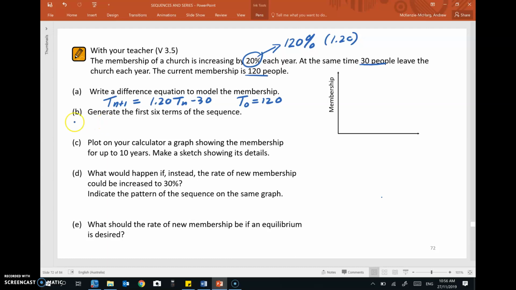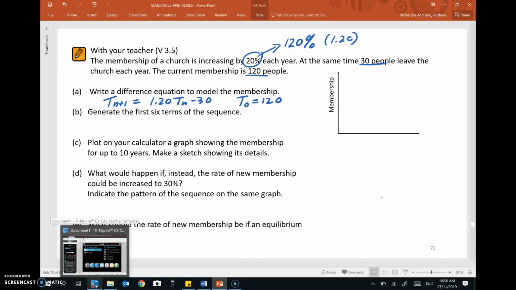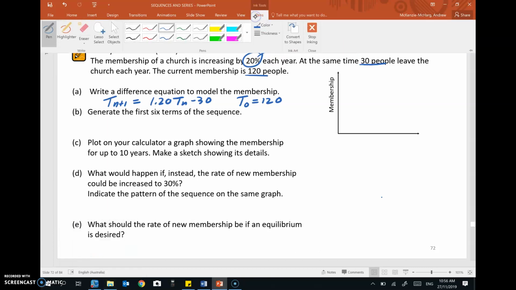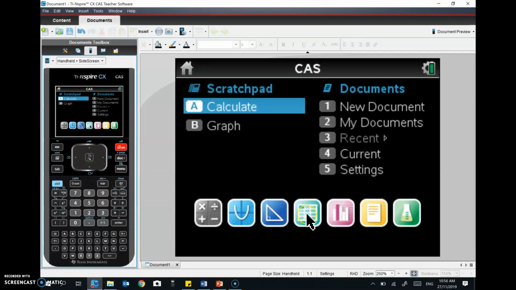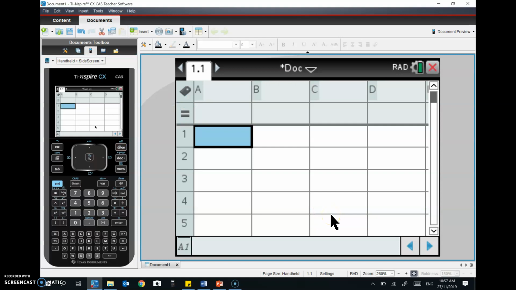So we're asked in part B to generate the first 6 terms of the sequence. Let's use the calculator to do that. But in fact, we'll go to 10 terms, because we're going to do a graph for up to 10 years here, just reading ahead a little bit. So this is the button we want, this green one. Okay, I'm going to type some information in here.